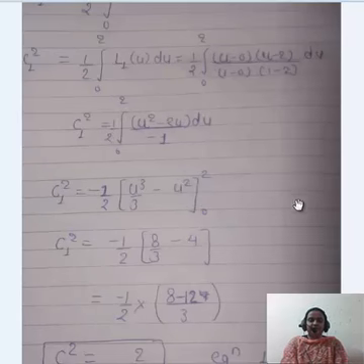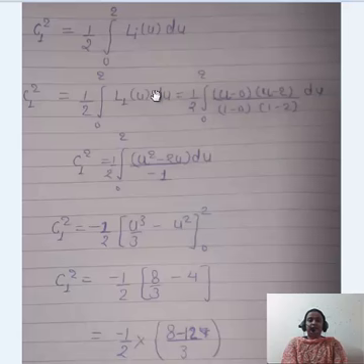Coming on to the next, we will find c_1^2. c_1^2 is equal to, again putting in the same formula, 1/2 times the integration from 0 to 2 of L_1(u) du. L_1(u) is (u minus 0)(u minus 2) upon (1 minus 0)(1 minus 2). So on solving this, we get c_1^2 equal to 1/2 times the integration from 0 to 2 of (u^2 minus 2u) divided by minus 1 du.